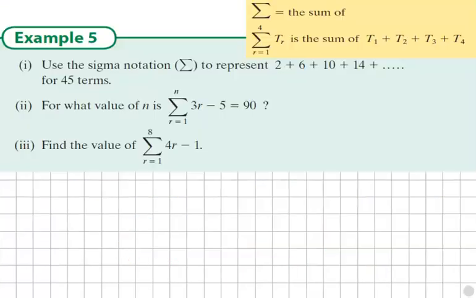So this question I'm going to do in another video because it would otherwise be a very, very long video, but this is example 5. And notice we have the sigma notation in each of the videos.